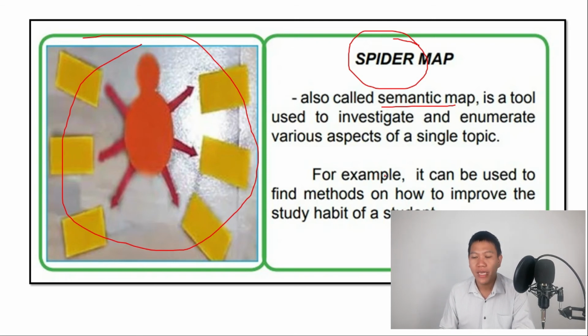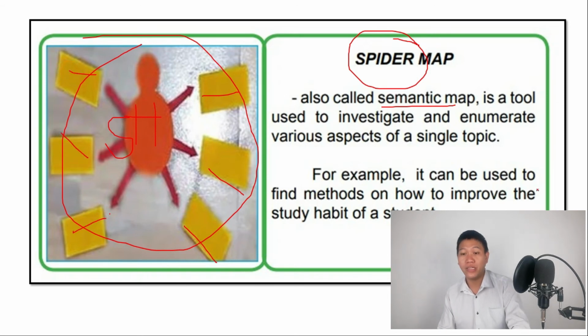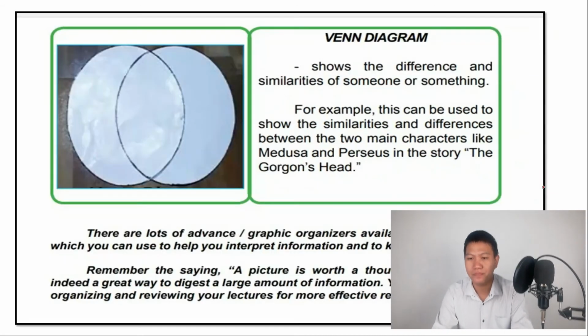For example, it can be used to find methods on how to improve the study habits of a student. You will write here, study habits of a student. So what are the ways to improve the study habits? You can use that semantic mapping.